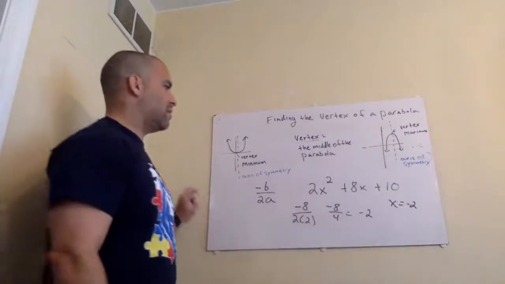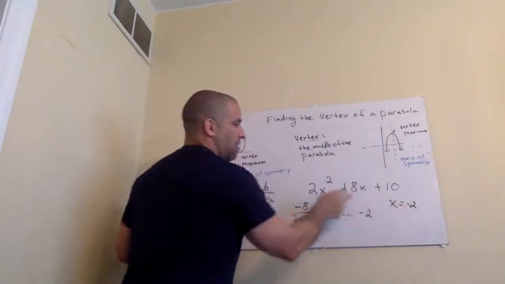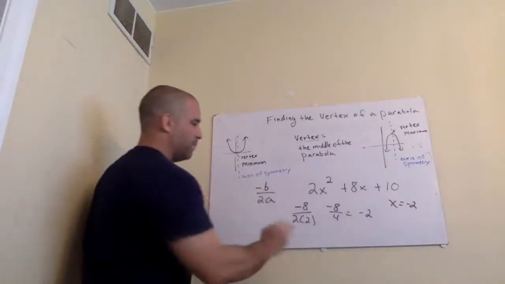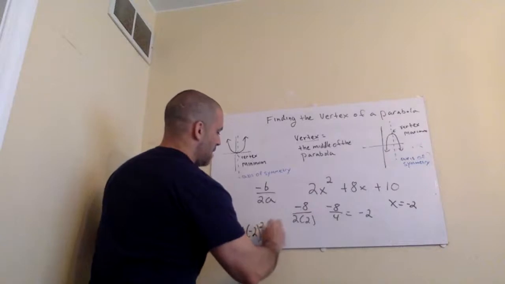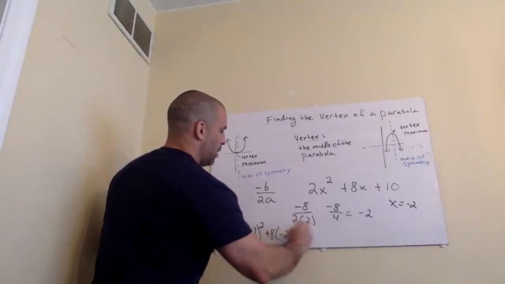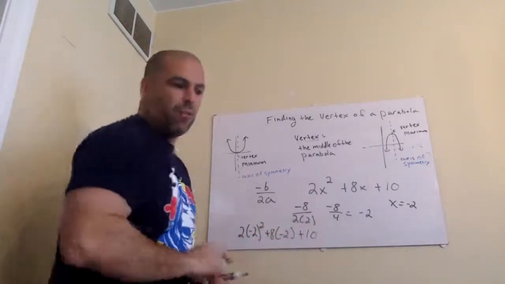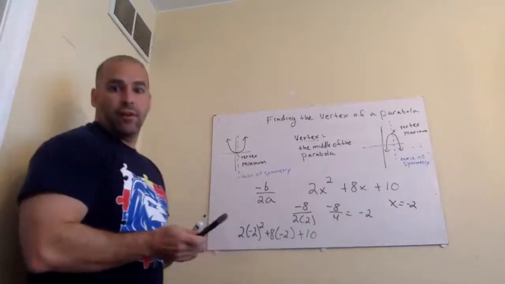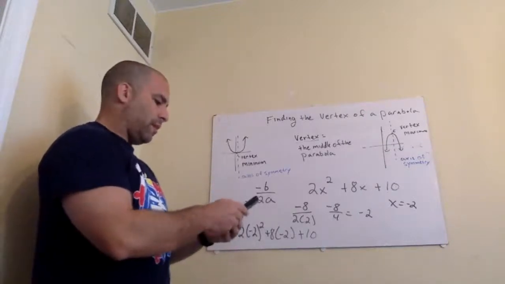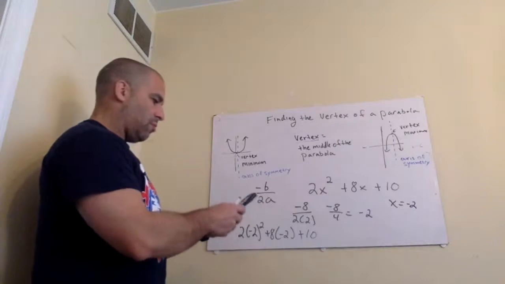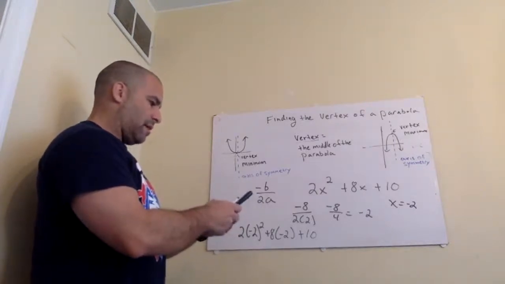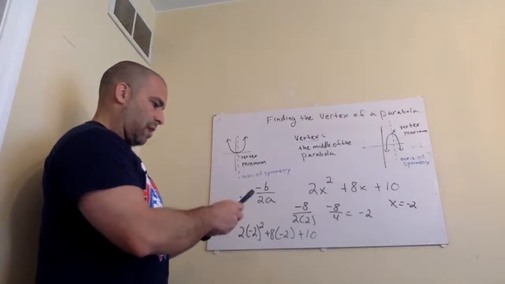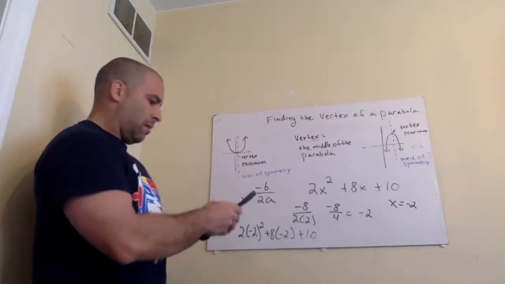How we find that is simply plug this into this equation where you see x. So we have 2 times negative 2 squared plus 8 times negative 2 plus 10. Now, you go to your calculator and you evaluate it. So let's see what we have. We have 2 times negative 2 squared plus 8 times negative 2 plus 10.